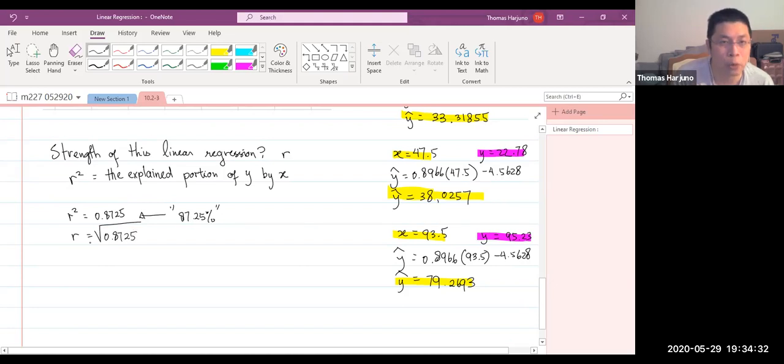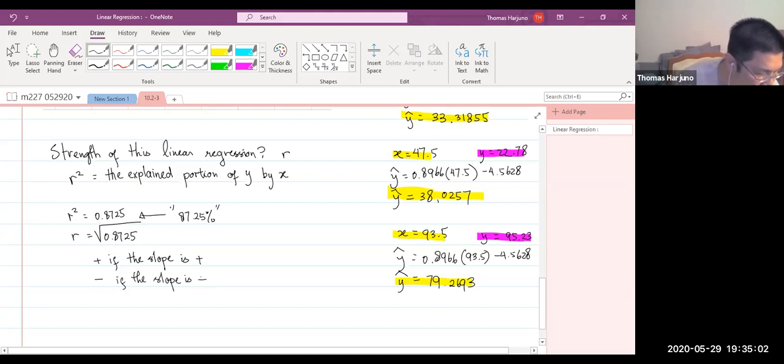It's supposed to be plus or minus, though. It's plus if the coefficient, the slope, is positive, and the R is negative if the slope is negative. Now if I take the square root of that number, 0.8725, I get 0.93408.